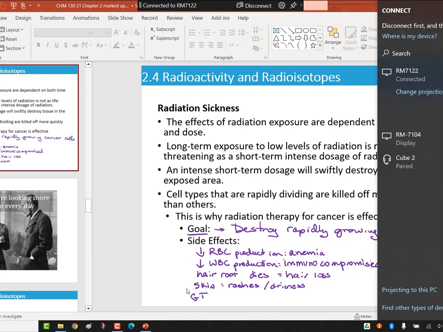With the small intestine lining, your absorption is not as good. A lot of times you end up with diarrhea because food doesn't get digested. It just passes through quickly. So you can have all of these GI tract effects.